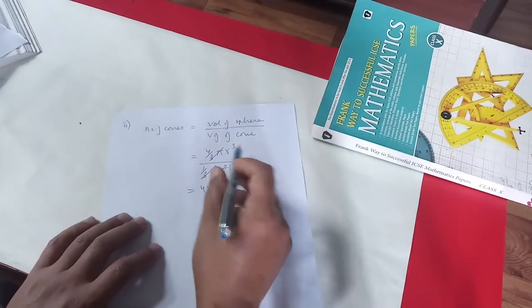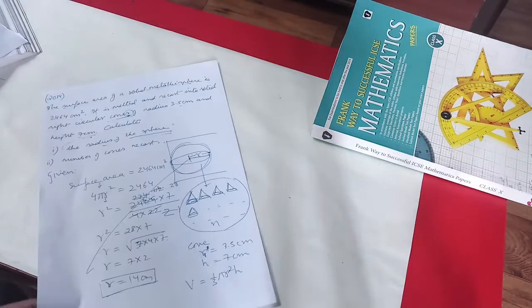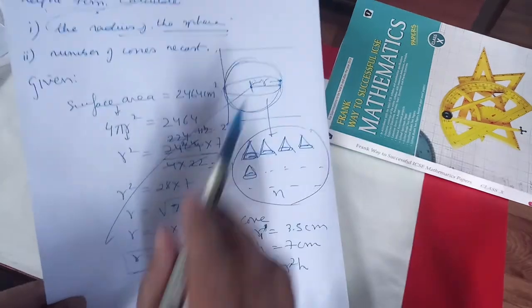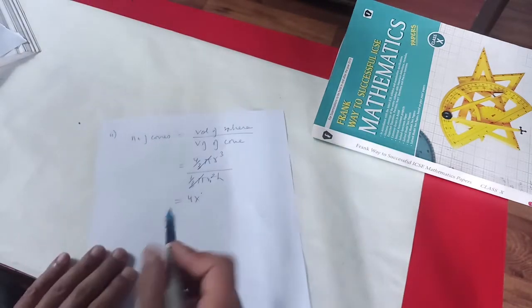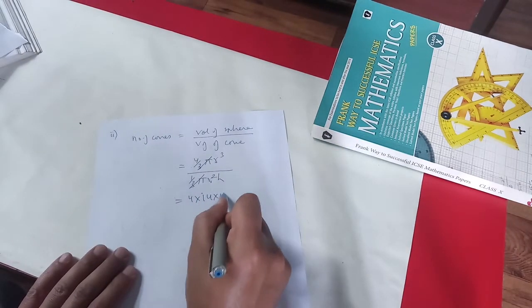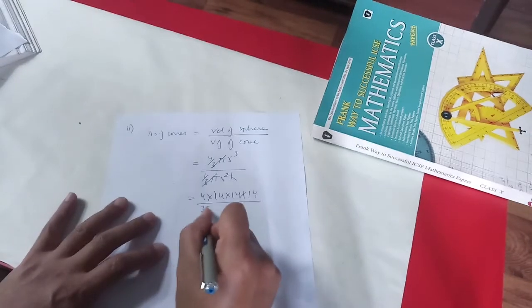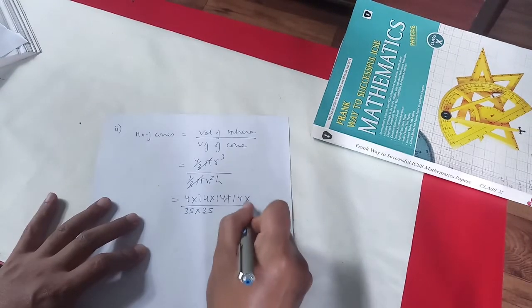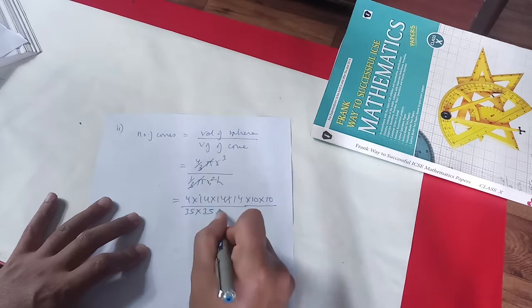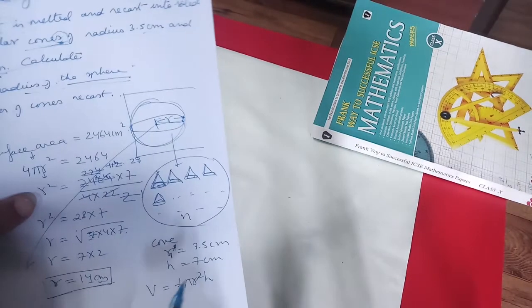Cancel. The radius of the sphere you have just found out to be 14. Yes or no? This is for the radius of the sphere. Since it is a cube, multiply this 3 times, 14 into 14 into 14. The radius of the cone is 3.5, that is 35 into 35 into 10 into 10 after removing the decimal. The height is 7.